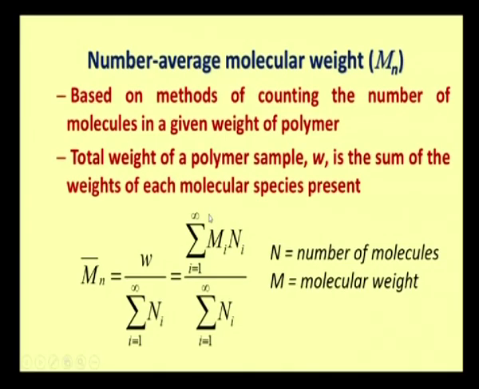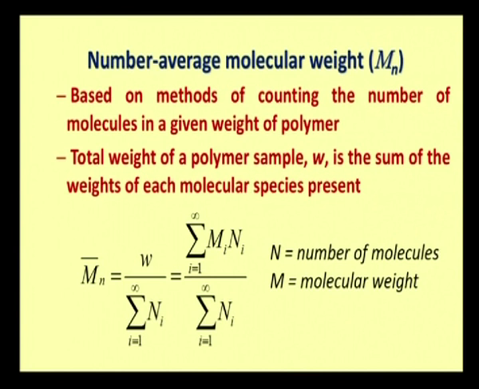For example, N1 number of molecules have M1 molecular weight. Similarly, N2 number of molecules possess M2 molecular weight, and so on. All of them, if put together, give the sigma Mi Ni, which is nothing but the total weight of the polymer sample. If this is divided by the total number of molecules available, this directly gives you the average molecular weight of the polymer.